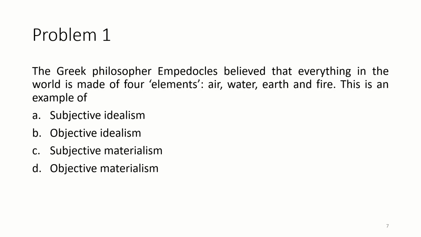So we have learned about the different terms that were discussed: subjective, objective, idealism and materialism. Can somebody summarize the terms? Like what is subjective? Yeah, please.